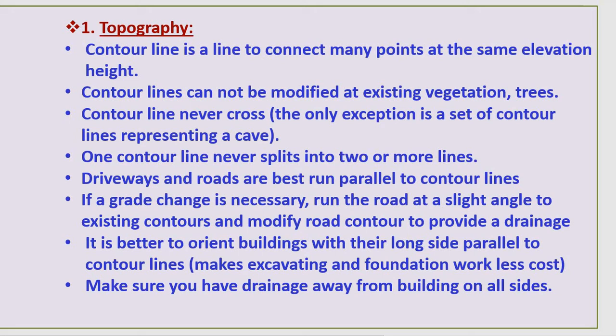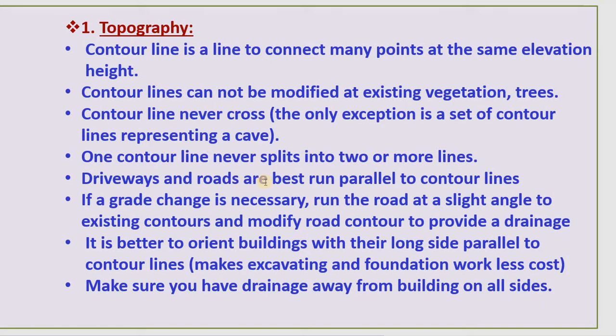Topography is the map that includes contour lines, and each contour line connects many points at the same elevation. That's the contour map. Topography has a lot of contour lines. They are round curves connected together, and usually show a lot of curves inside the map. Contour lines cannot be modified or covered by trees or planting. Contour lines never cross. They can be parallel, but they cannot cross each other. One contour line never splits into two or more lines.